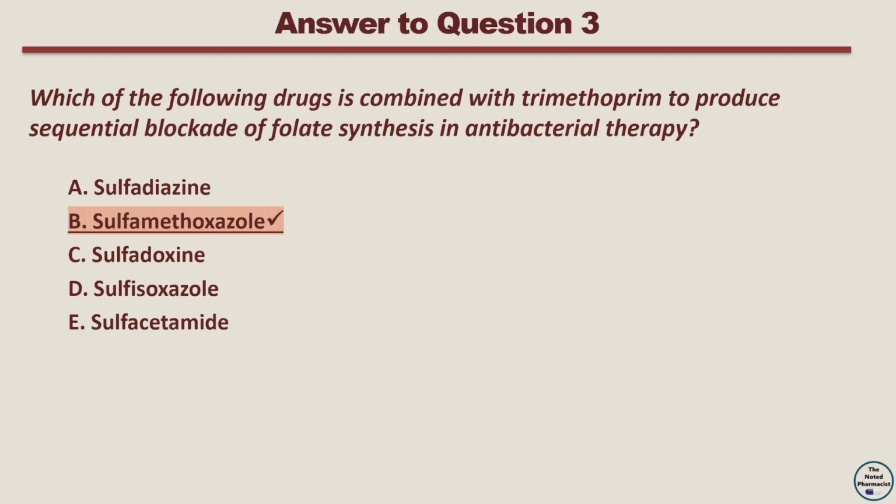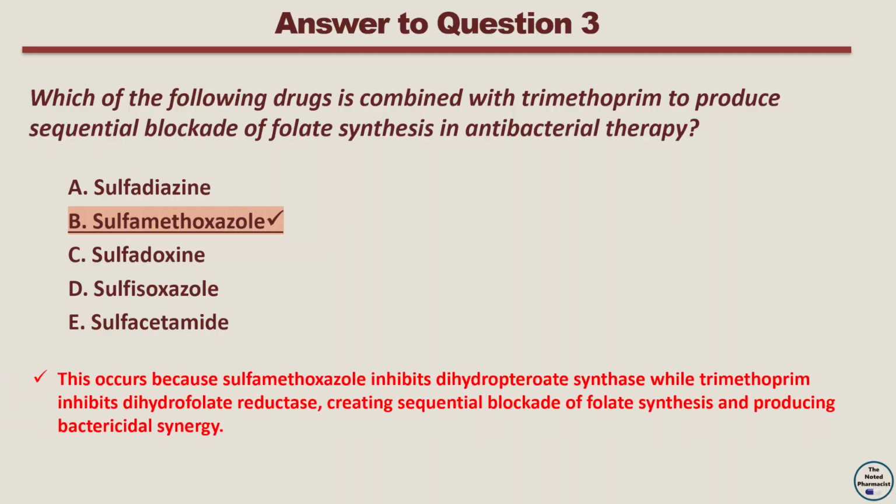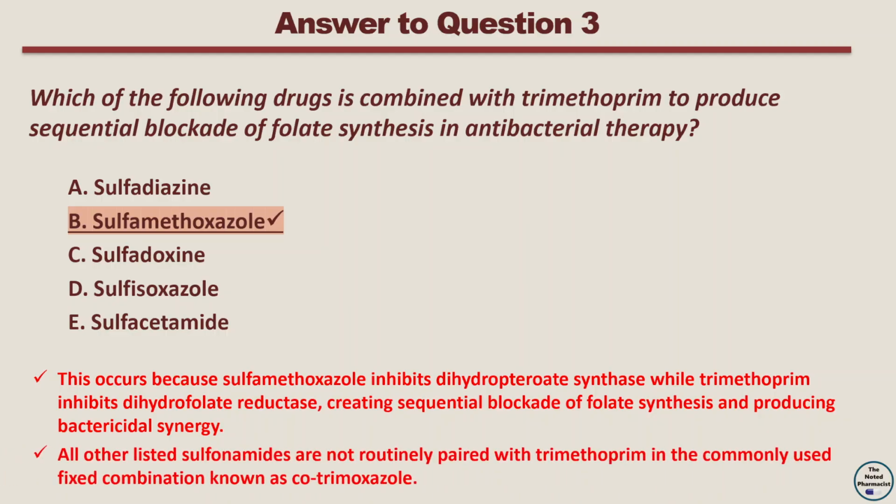The correct answer is option B. Sulfamethoxazole. This occurs because sulfamethoxazole inhibits dihydropteroate synthase while trimethoprim inhibits dihydrofolate reductase, creating sequential blockade of folate synthesis and producing bactericidal synergy. All other listed sulfonamides are not routinely paired with trimethoprim in the commonly used fixed combination known as cotrimoxazole.